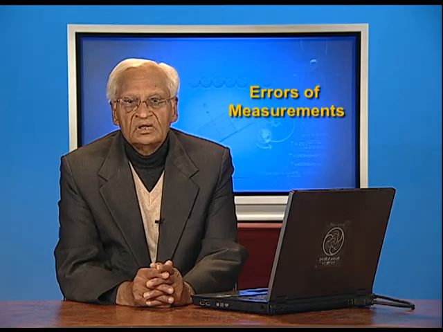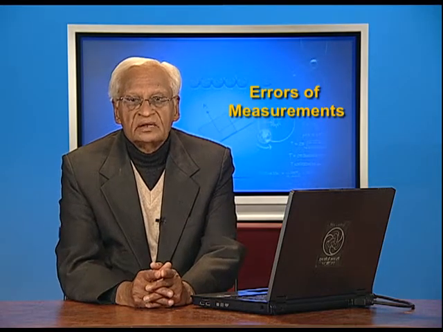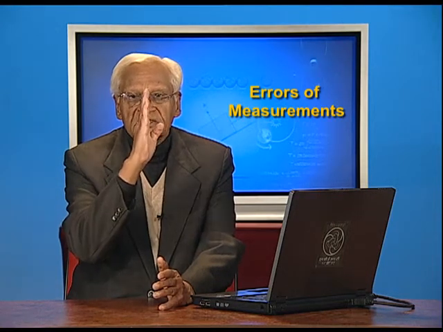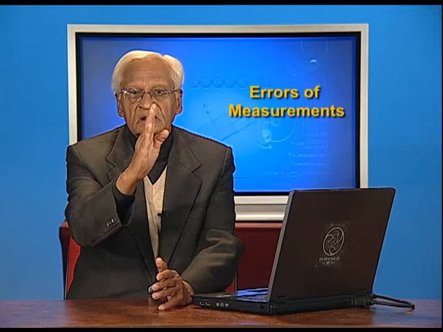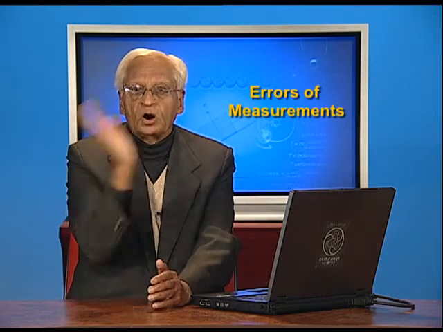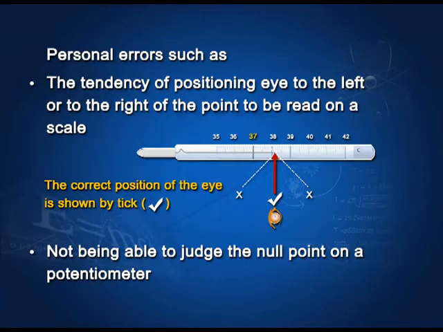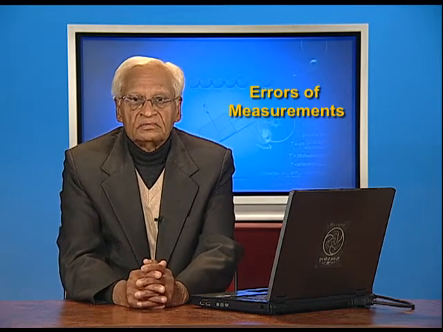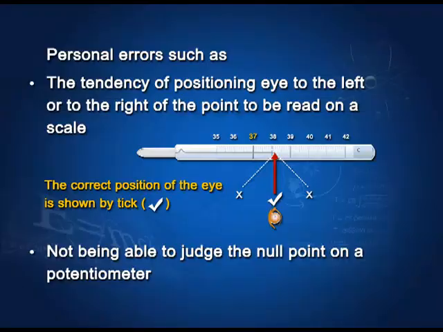Let me remind you, your teacher must have told you that for the point that you have to read, your eye must be in line with that point or directly above that point. If you are to the left or to the right of that point, you will not be able to measure temperature correctly. In electrical experiments, for example, with the potentiometer, you may not be able to judge the null point properly. That can also cause personal error.